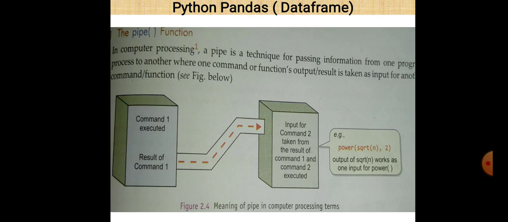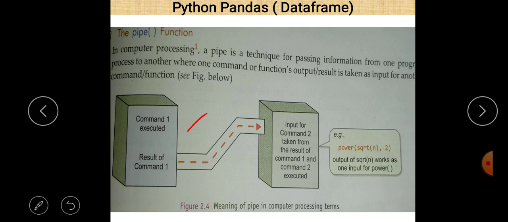It means if there are two functions, then there is a certain output of function 1, and this output becomes the input for the second function. That is the use of the pipe function. You can easily see that there is a diagram here. Command 1 is executed, and it gives you a certain result, and that result is the input for the second command. And after that, we get a final result.